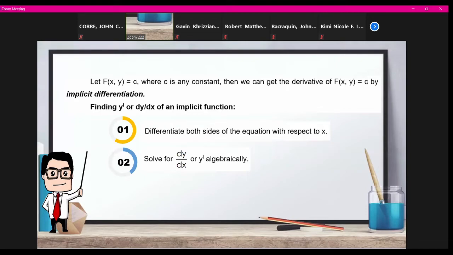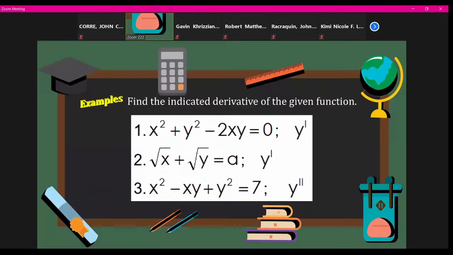Finding the derivative of y, or dy over dx, of an implicit function. Number 1, differentiate both sides of the equation with respect to x. Then number 2, solve for the derivative of y with respect to x algebraically. Okay? So, example natin, find the indicated derivative of the given function.